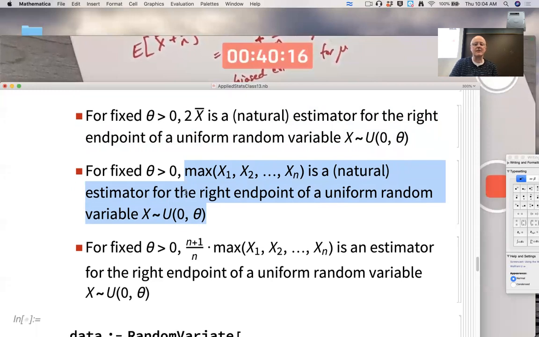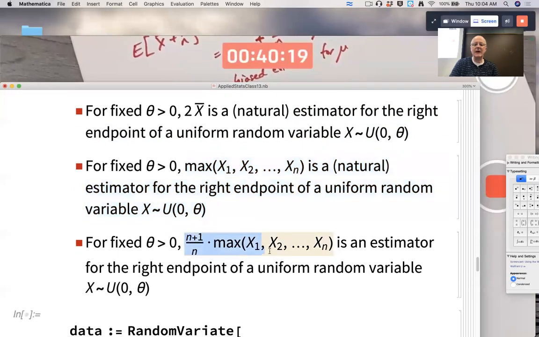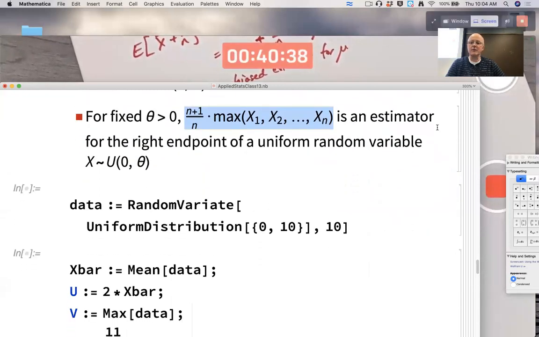It's a natural estimator. I could do something strange like this as well. Multiply by n plus 1 over n. In fact, that's not a strange thing it turns out to do. It's going to be actually a good idea in a way I'll explain here in a few minutes. You can do simulation for this. I won't take the time.